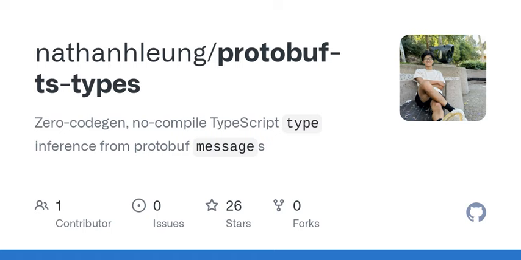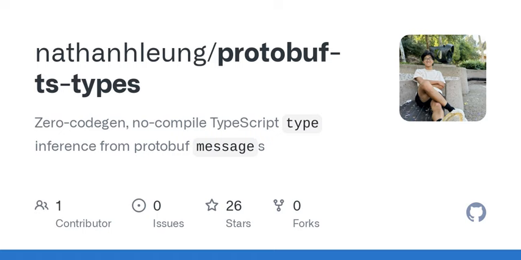Now let's get into how it works. The magic happens through something called template literal types in TypeScript. So, here's a quick analogy for you. Think of template literals like a dynamic recipe book where the ingredients change based on what you have available. In this case, protobuf-ts-types takes your protobuf format and dynamically infers the message names as TypeScript types.